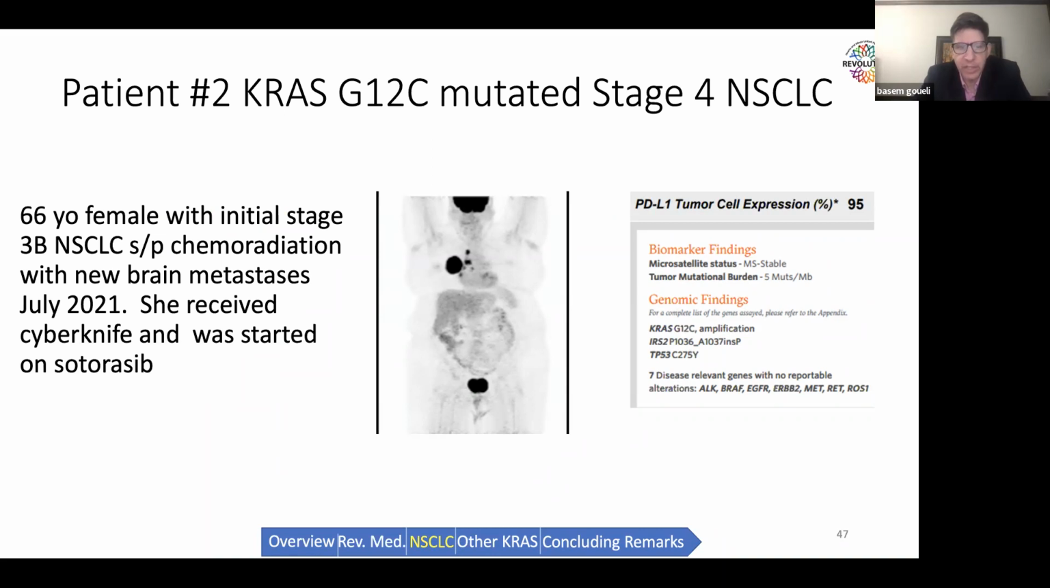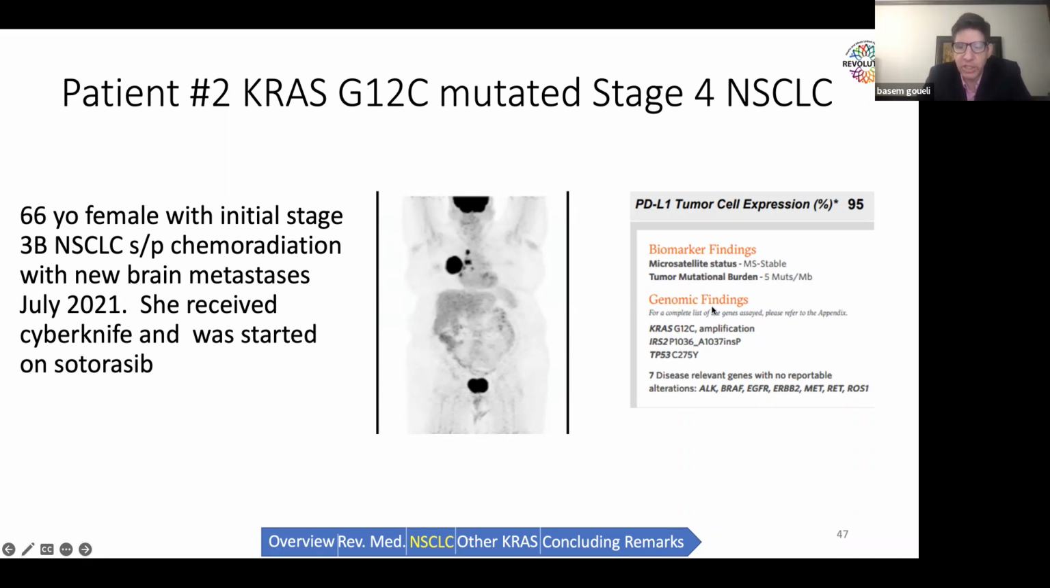Let's talk about the second patient. It's actually a patient that was sent to us, a 66-year-old female with initial stage 3B non-small cell lung cancer. You can see that here, initially had chemoradiation with curative intent. She ultimately developed new brain metastases July 2021, for which she had CyberKnife.